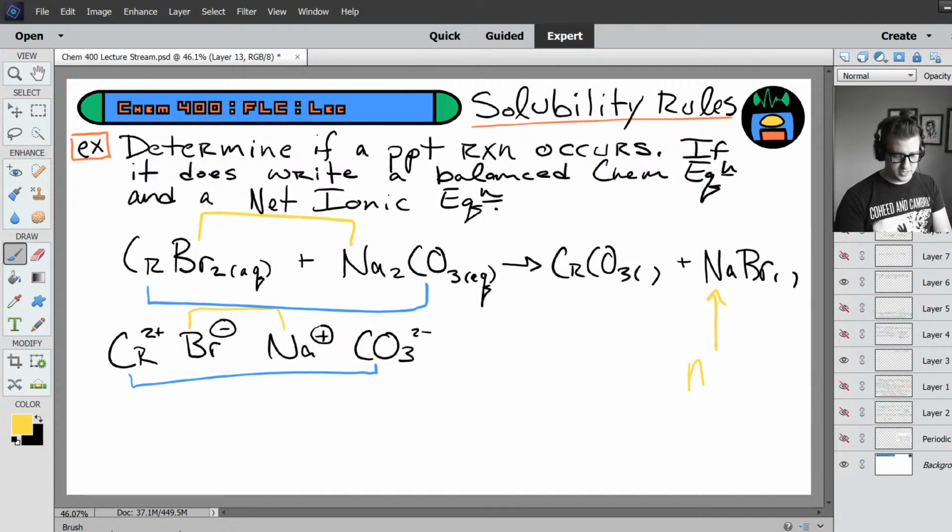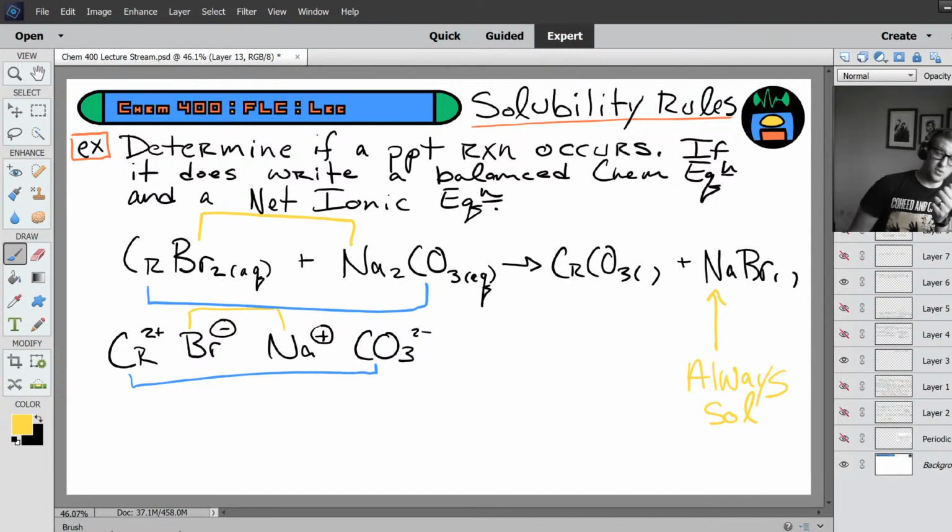Sodium, always soluble. I always hit those first because they're fast and easy. If you can identify them, even if you're using a cheat sheet to help you on the exams, which is not cheating because I let you do it, I think it's still worth memorizing your always solubles, so you can just look at things and know instantly aqueous without even thinking.